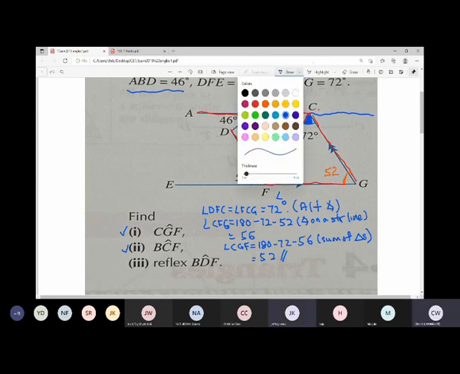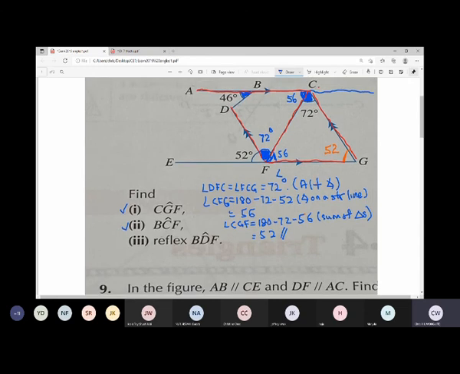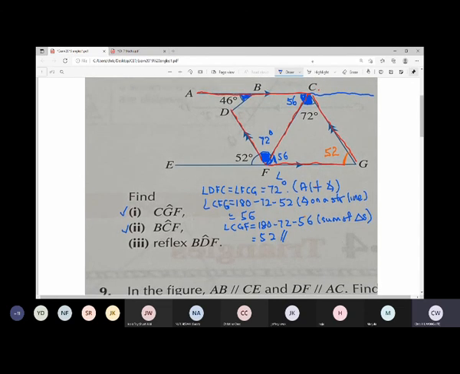Actually it's also a zero, so this one is 56. This is also 56. So you are telling me ACF, BCF, right? Because you want to find BCF, isn't it? Angle BCF is equal to 56 degrees, right? Okay, all right, you put 56 degrees.